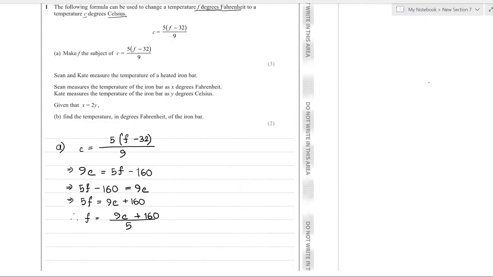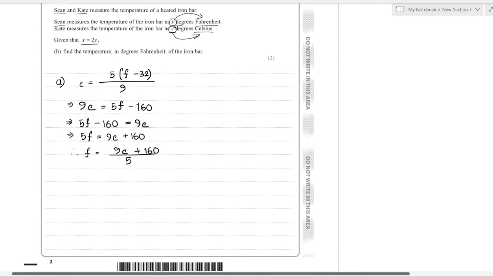Moving to part B, Sean and Kate measure the temperature of a heated iron bar. I don't know if the pronunciation is Sean or Cian, I think it's Cian. Cian measures the temperature of the iron bar at X degrees Fahrenheit. So X refers to Fahrenheit. And Kate measures the temperature of the iron bar at Y degrees Celsius. So Y refers to Celsius. And there is a given equation that is X equals 2Y. Find the temperature in degrees Fahrenheit of the iron bar. Not in Celsius but in Fahrenheit.